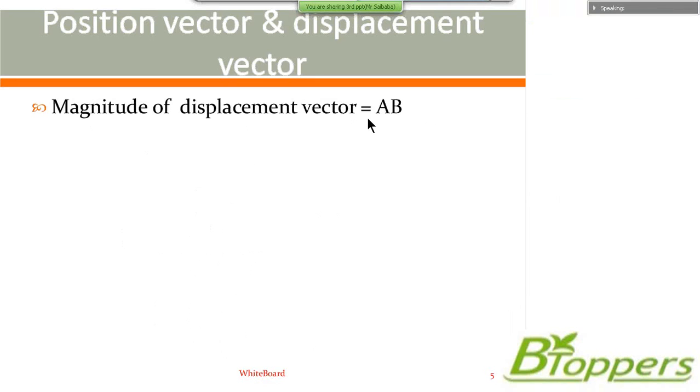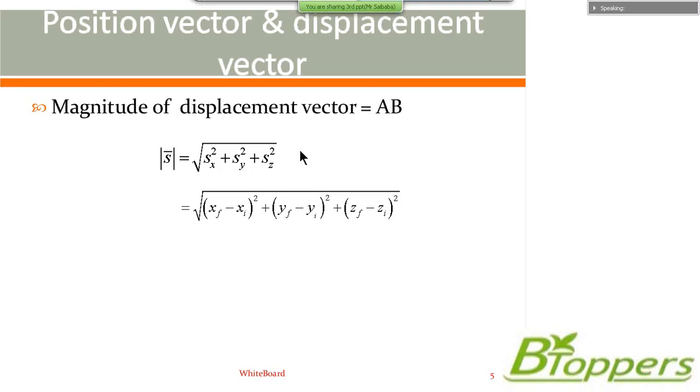Magnitude of displacement vector is equal to the length of the line AB. That is written as mod of S bar equal to root of Sx square plus Sy square plus Sz square. With Sx equal to xf minus xi, Sy equal to yf minus yi, and Sz equal to zf minus zi, the magnitude of displacement can be written as root of xf minus xi whole square plus yf minus yi whole square plus zf minus zi whole square.